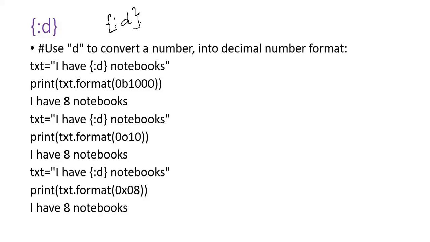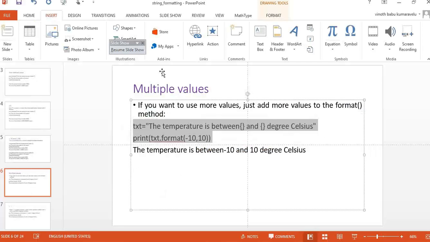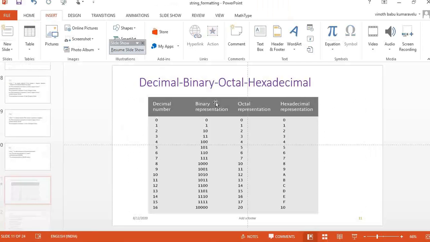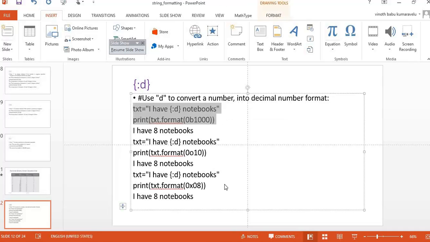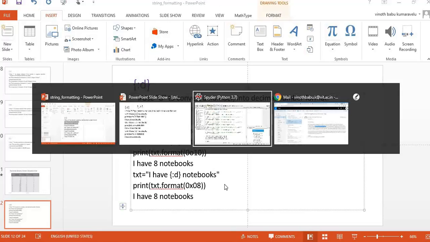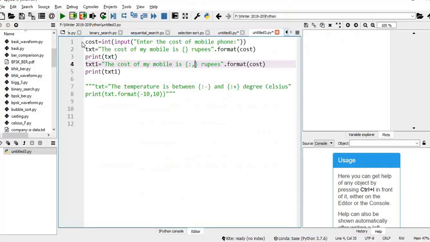Within curly brackets, say for example, I have some certain notebooks placeholder. So let me go for the Python console. I don't want this now. Let me comment this.